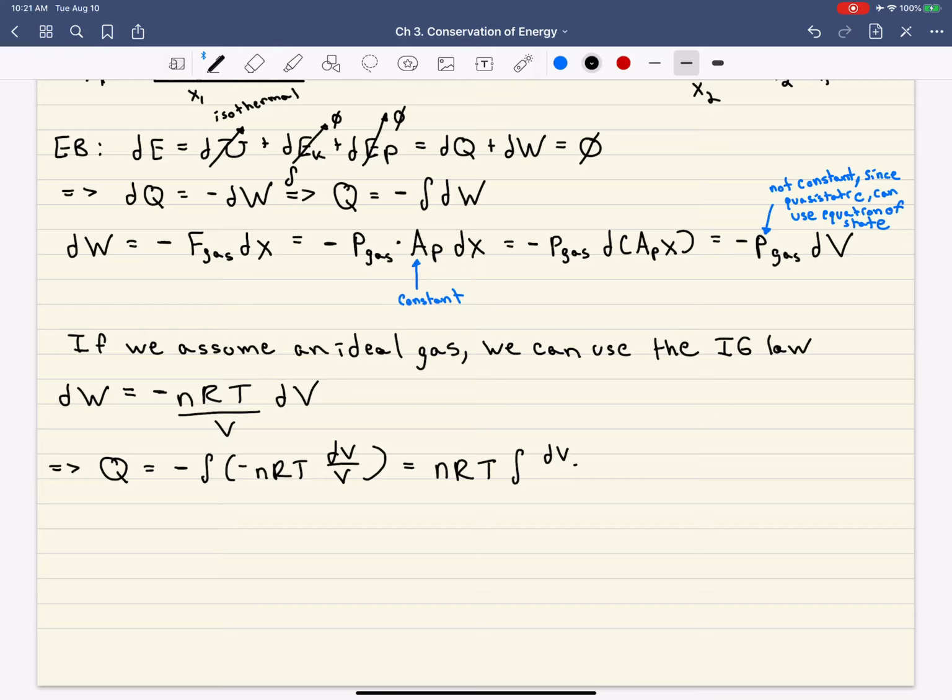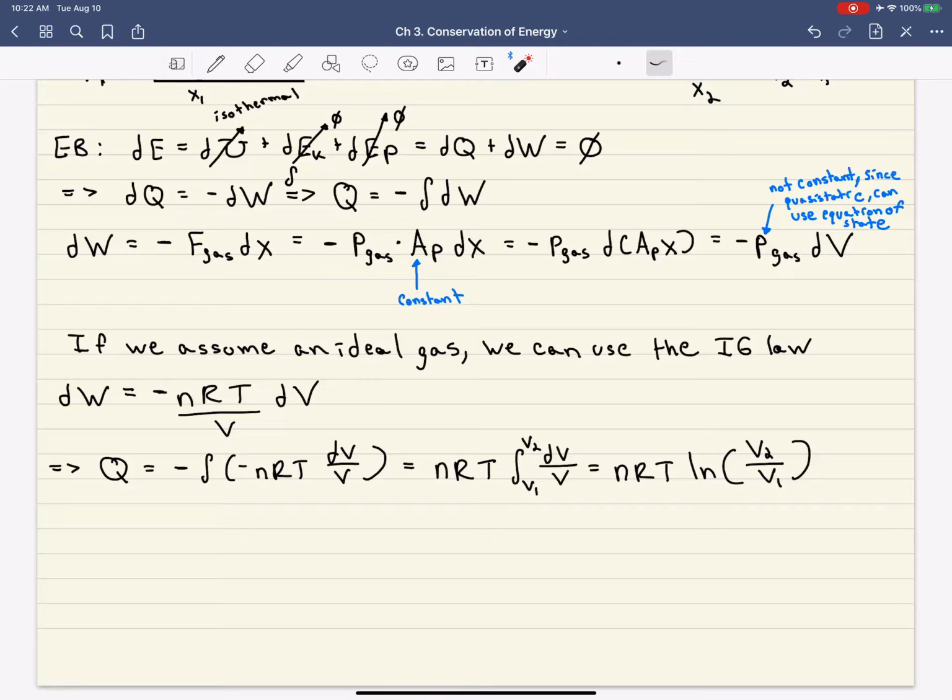So we could pull all those things out, and what we have now is nRT, and then the integral of dV over V from some volume 1 to some volume 2. And the bounds of the integral also changed, right? Because instead of just dealing with x, we're now dealing with volume. All right, so we could integrate this. If we integrate that, what we get is nRT times the natural log of volume 2 over volume 1. And so now we have this direct relationship between the heat added to the system and the volume of the system as well.